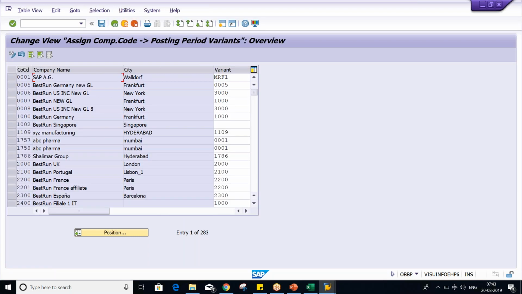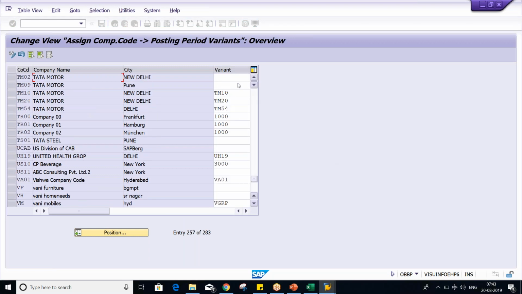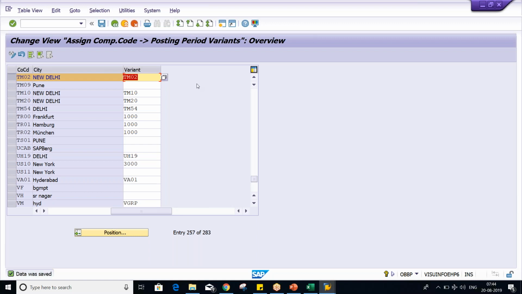So here, click on position, give your company code, and then look here. This is your company code, right? So which variant are we going to assign? TM02. Just save it. So we have created a posting period variant and the assignment has been done. Now what to do, guys? Open and close the posting period.